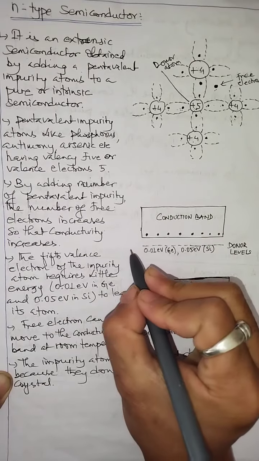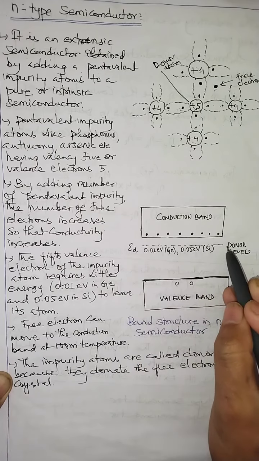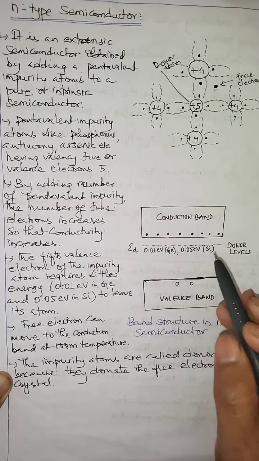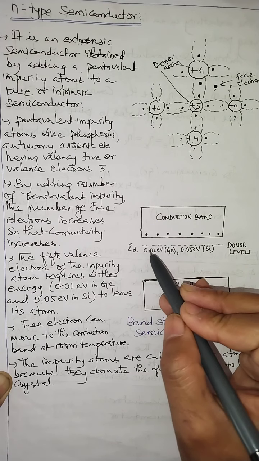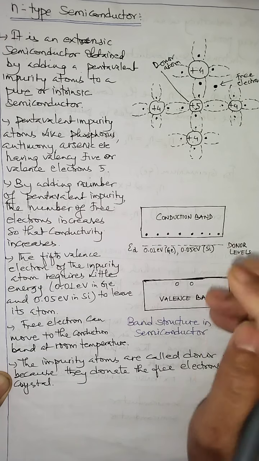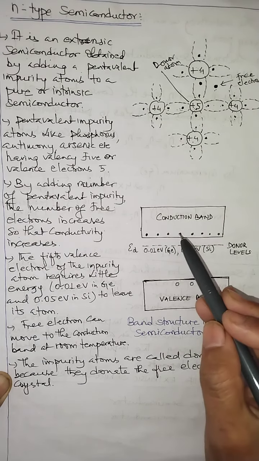That's why the energy of this donor level is marked by the letter ED. So the energy of this donor level is called ED. Now, why are they called donor levels? Because this level of energy is acquired by the free electrons, and these electrons can easily move to which band? The conduction band.